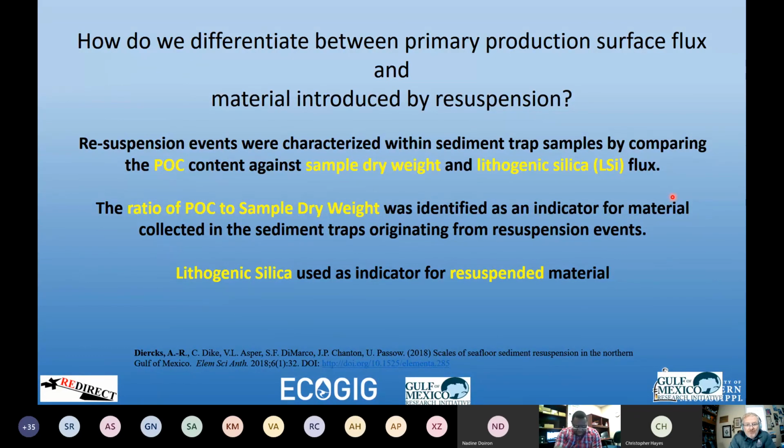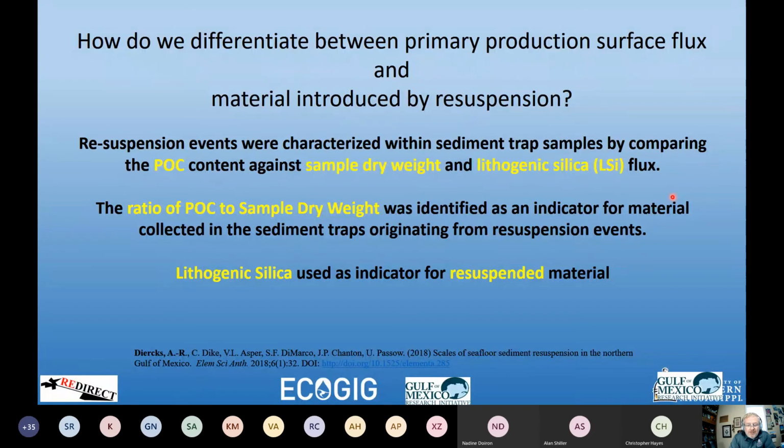So how do we differentiate between primary production, surface flux, and resuspension? Say we have material coming from the surface, constantly coming in there. That's where the sediments come from, most of them. And how do we take this apart and say, yes, this is resuspension, this is not? So we're looking at the particulate organic carbon content against the sample dry weight and lithogenic silica, basically quartz sediments.